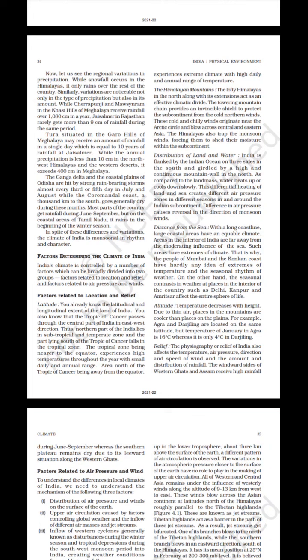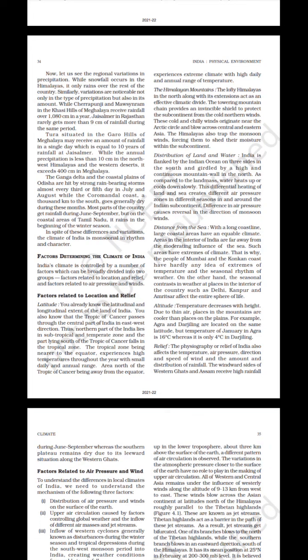The Himalayan Mountains. The lofty Himalayas in the north, along with their extensions, act as an effective climatic divide. The towering mountain chain provides an invincible shield to protect the subcontinent from the cold northern winds. These cold and chilly winds originate near the Arctic Circle and blow across Central and Eastern Asia. The Himalayas also trap the monsoon winds, forcing them to shed their moisture within the subcontinent.